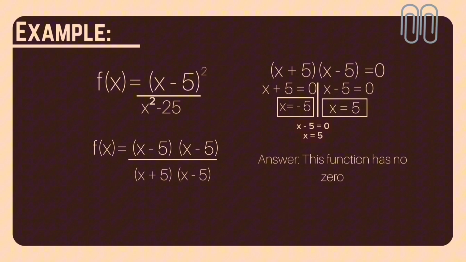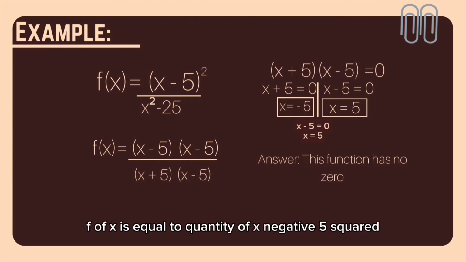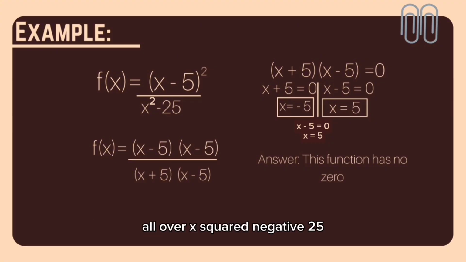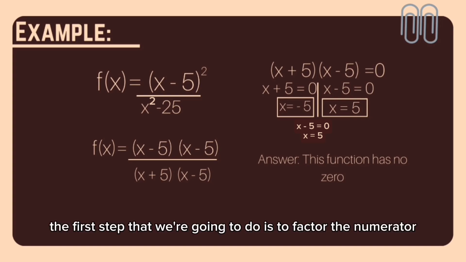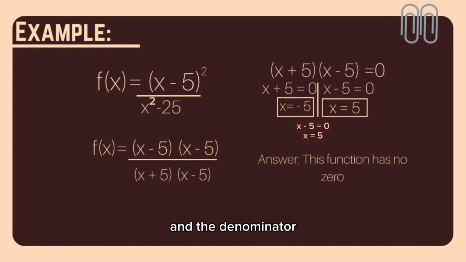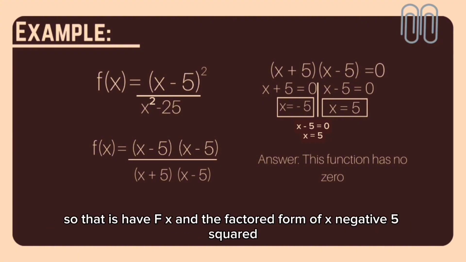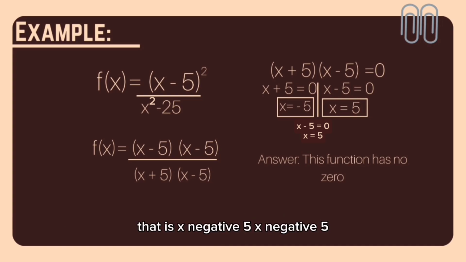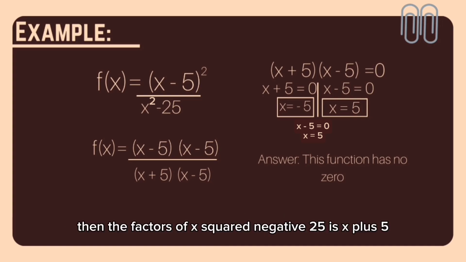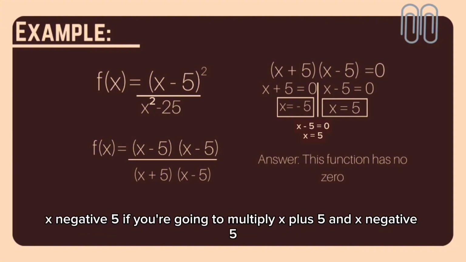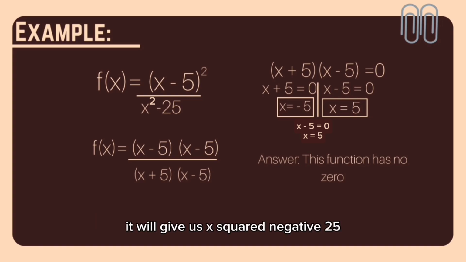For the next example, f of x is equal to the quantity x minus 5 squared all over x squared minus 25. To find the zeros of the given function, the first step is to factor the numerator and the denominator. So let us have f of x in the factored form of x minus 5 squared, that is x minus 5 times x minus 5. Then the factors of x squared minus 25 are x plus 5 and x minus 5. If you multiply x plus 5 and x minus 5, it will give us x squared minus 25.